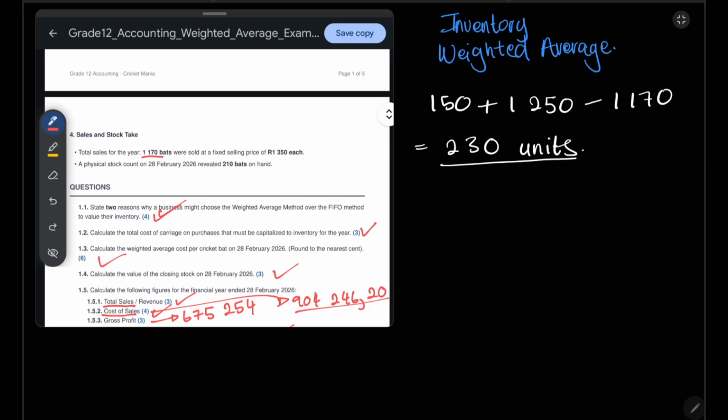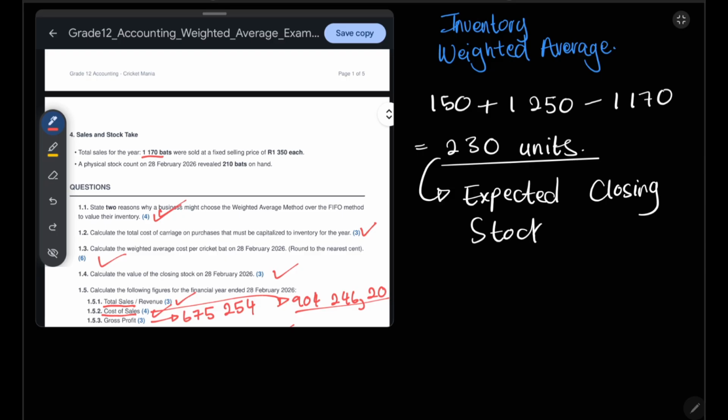So that means these are the units you're supposed to have. These are the units that you expect. So we may say expected closing stock. This is what you think you should have because of the calculations, okay?